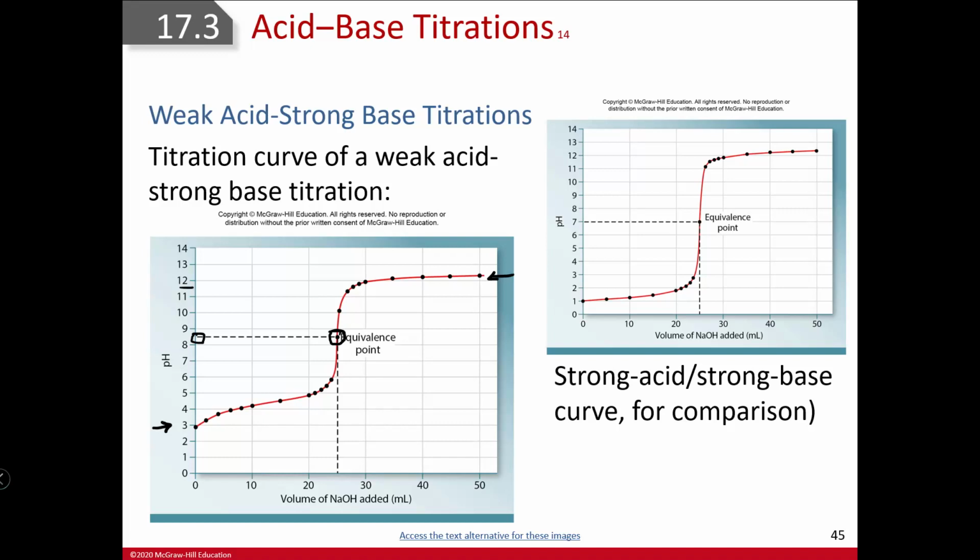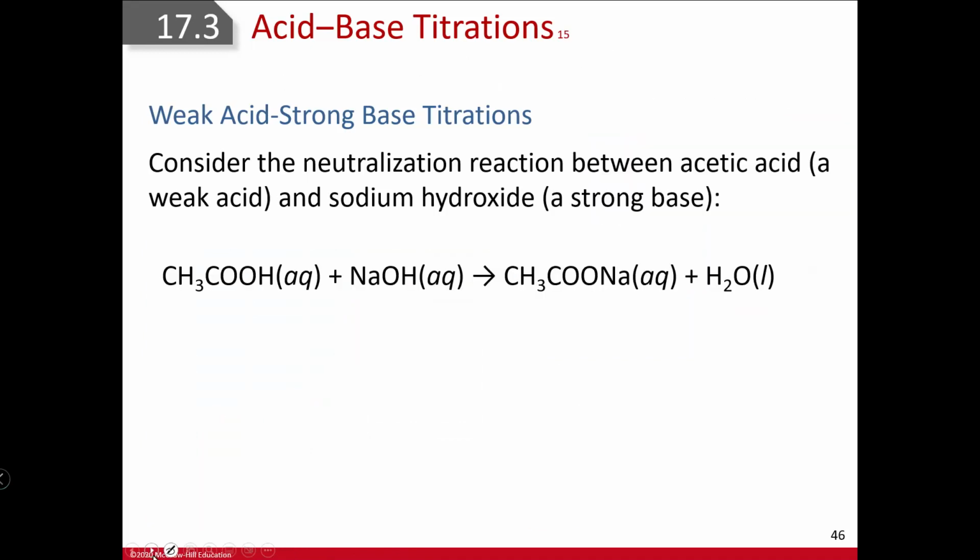And what's going to happen is that the conjugate base of a weak acid will react with water and form the weak molecular acid and generate the hydroxide ion at the equivalence point. And so that's why the pH is a little bit higher than 7, because it's going to generate the hydroxide ion and make a basic solution. So we're going to see an example of this so you'll get the hang of it. So let's look at this.